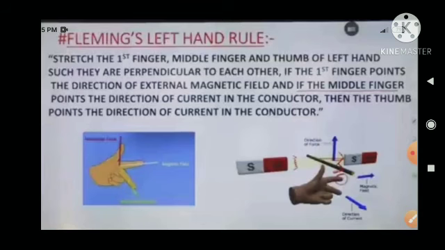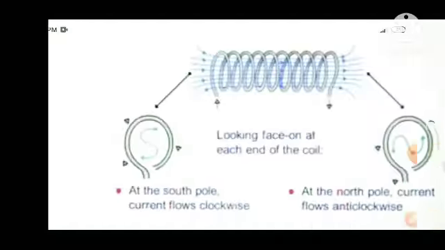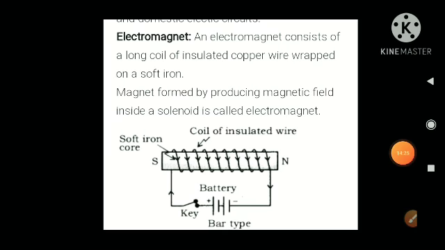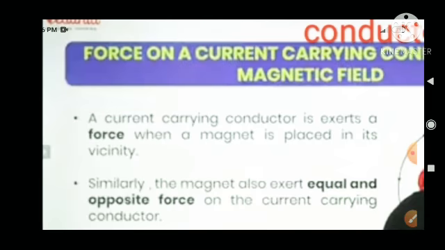Let's understand Fleming's left hand rule in an easy method. So come with me. First look at the electromagnet. What is it? An electromagnet consists of a long coil of insulated copper wire wrapped on a soft iron core. The insulated copper wire is a solenoid and soft iron is a magnetic material. A magnet formed by producing a magnetic field inside a solenoid is called an electromagnet. I already told. So let's move to Fleming's left hand rule.